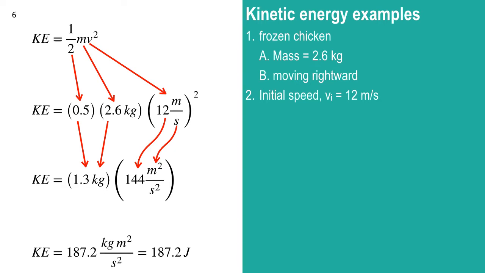Yeah, so usually the work formula is what you want to use for a stopping distance problem. If you have a stopping distance problem, usually you're going to have to calculate at least one kinetic energy, just like this, from the given information. So number one here, the frozen chicken, the given information is 2.6 kilograms rightward, and number two is also given information, the speed of 12.